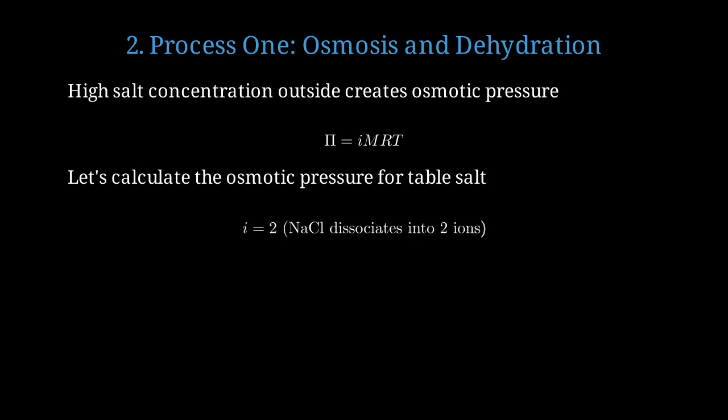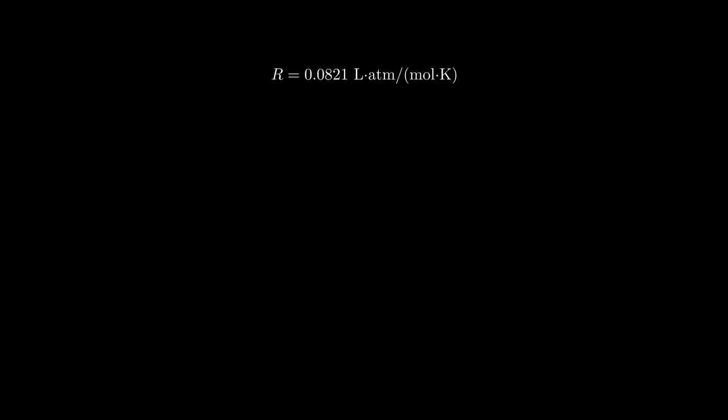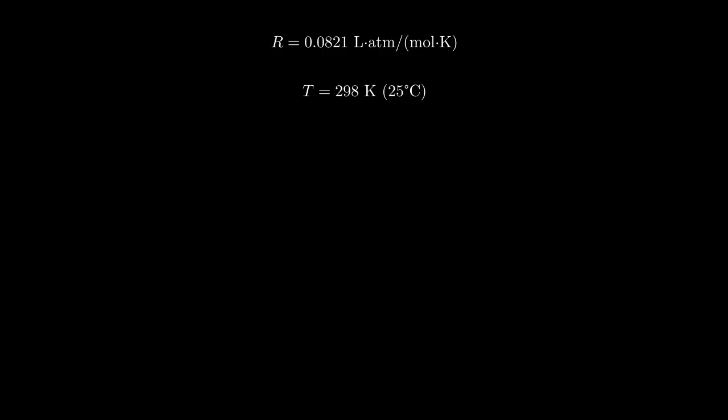For sodium chloride, i equals 2 because it dissociates into two ions. A saturated salt solution has a molarity of about 6.15 moles per liter. The gas constant R is 0.0821 liter-atmospheres per mole Kelvin. At room temperature, that's 298 Kelvin or 25 degrees Celsius. Plugging these values in, 2 times 6.15 times 0.0821 times 298. This gives us an enormous osmotic pressure of about 300 atmospheres.